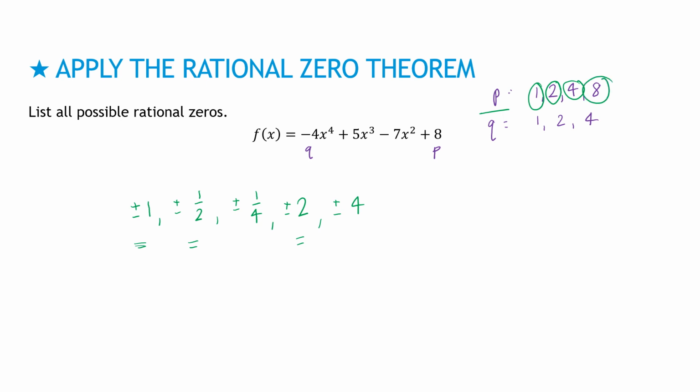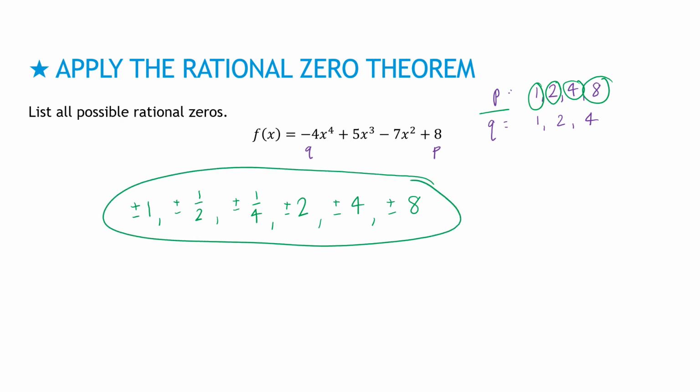Move on to 8. 8 over 1, which is plus or minus 8. 8 over 2 reduces to 4. I already have that one. 8 over 4 reduces to 2. I already have that one. So all of my possibilities in this case are right here. And again, this one's a little nicer because we have 2, 4, 6, 8, 10, 12 options instead of 24, which would make it a lot faster for me to actually solve this.